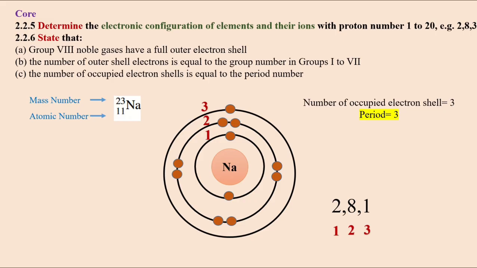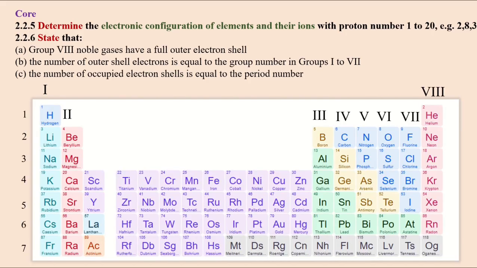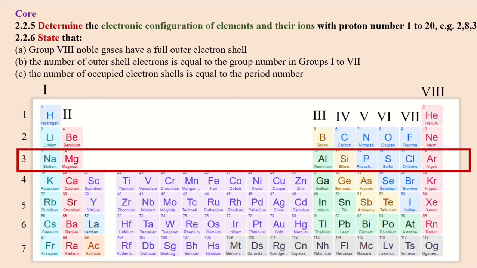Now let's look at the valence shell electron number. Valence shell electrons means the number of electrons in the outermost shell. In this atom, we have 1 electron in the outermost shell. We can also locate it from the written electronic configuration. That is why the group number is 1. So the number of electrons in the outermost shell can be used to determine the group number. Sodium belongs to period 3 and group 1.